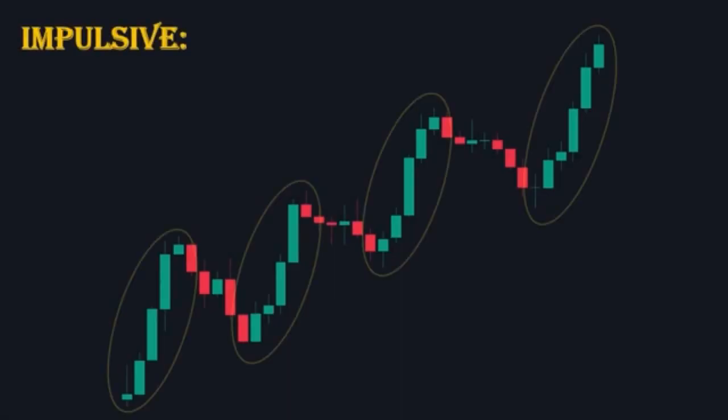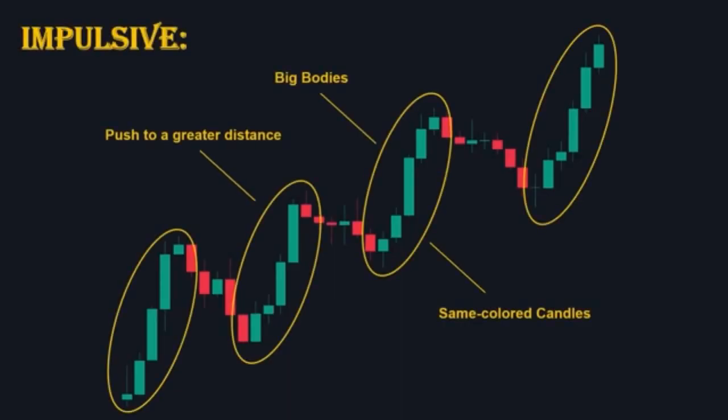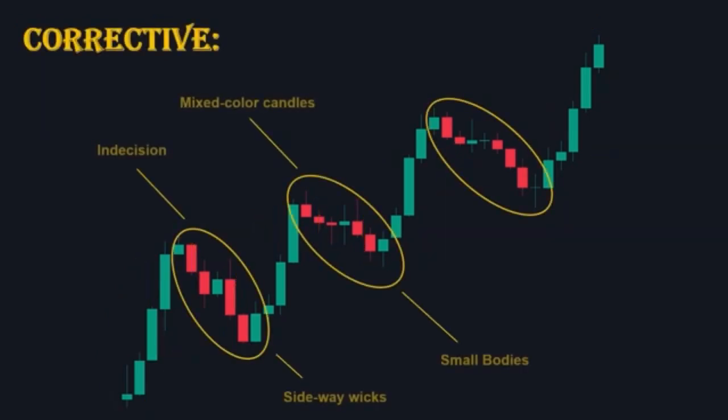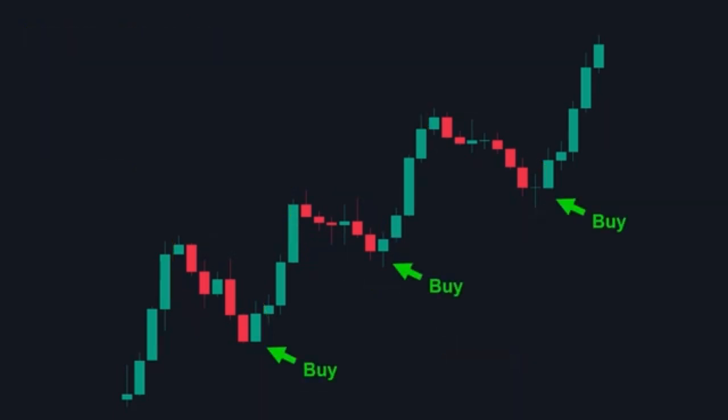Impulsive waves often push the price a greater distance with momentum, characterized by same-colored candles with large bodies. In contrast, corrections represent indecision on the chart, marked by mixed-color candles with small bodies and sideways wicks. Identifying the end of a pullback and the start of an impulsive move can be highly profitable, as it enables traders to capitalize on potential buying or selling opportunities in the market.